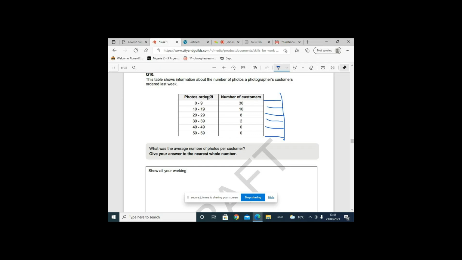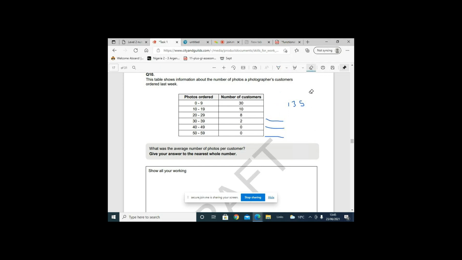So the midpoint between 0 and 9 is what? It's 4.5, isn't it? So you add the two together and find the midpoint for all of them. Then you multiply the midpoint and the frequency together in this table. For example, 30 times 4.5 is 135. Then you add all those values together and divide by the frequency. That's it.